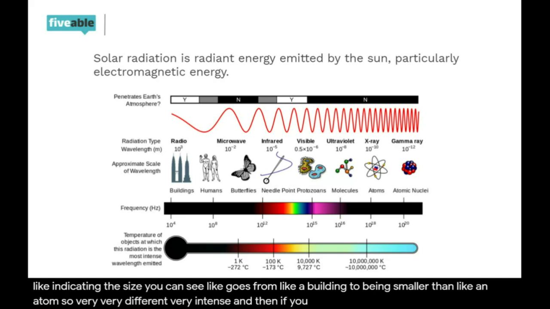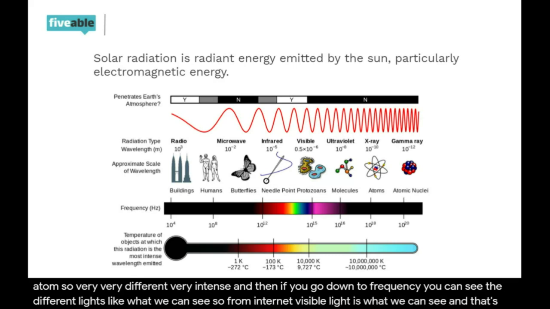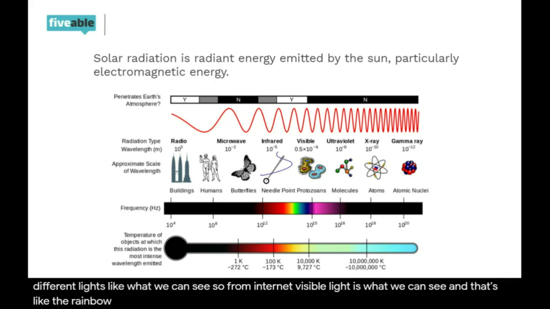And then if you go down to frequency, you can see the different lights, like what we can see. So from infrared, visible light is what we can see, and that's the rainbow. And then ultraviolet is more intense than that.